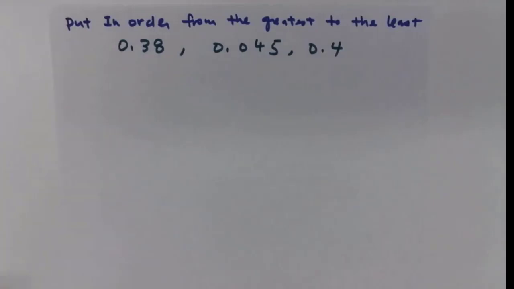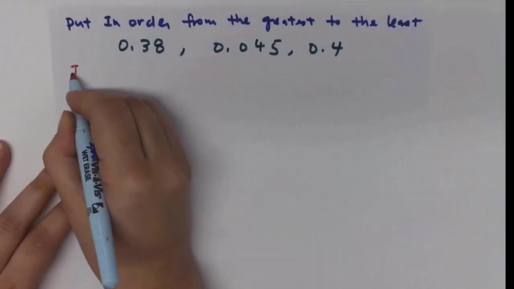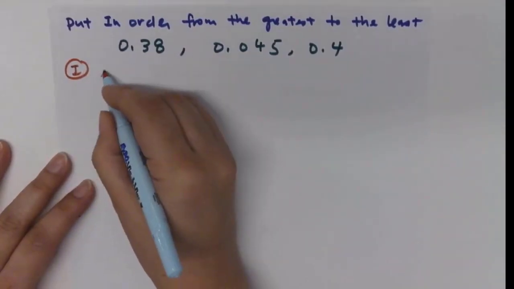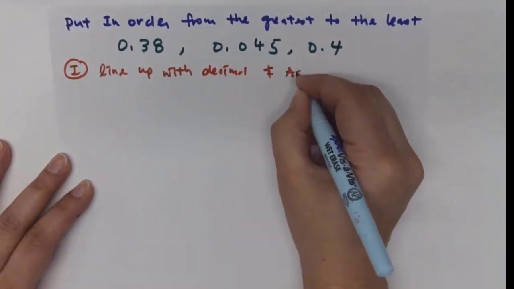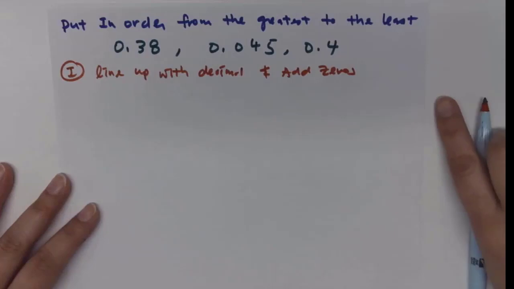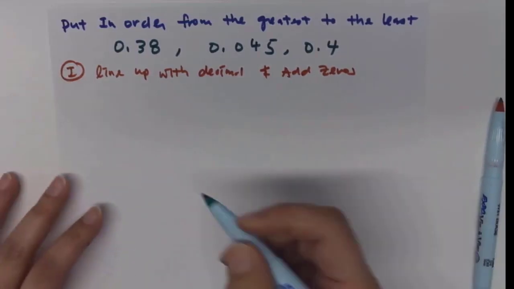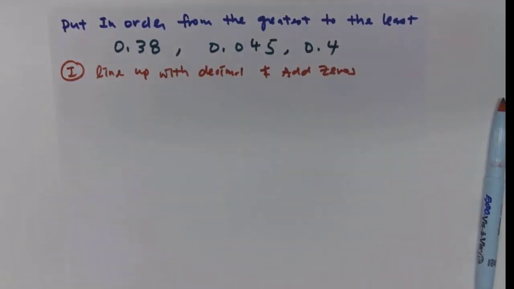So they want you to do it three different ways. The easiest and most normal way is to line up the decimals and add zeros, so they will have the same place values. I don't know if this is the first part for your homework, so make sure you read the question carefully, okay?